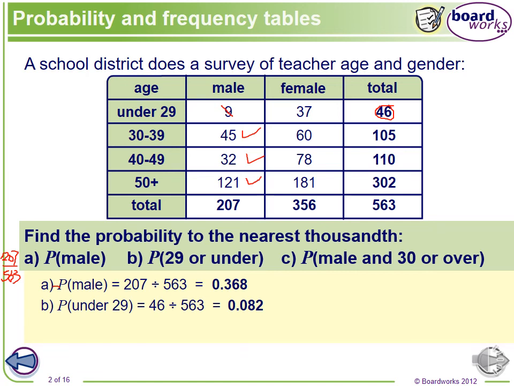So we need to add all these 3: 45, add 32, add 121, all together divided by the total number, 563. So that's the probability of the male teacher and 30 or over. So both conditions have to be qualified.